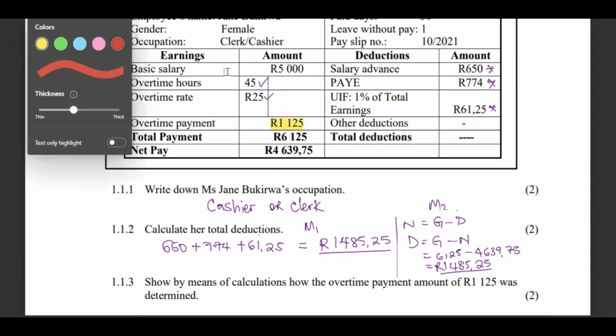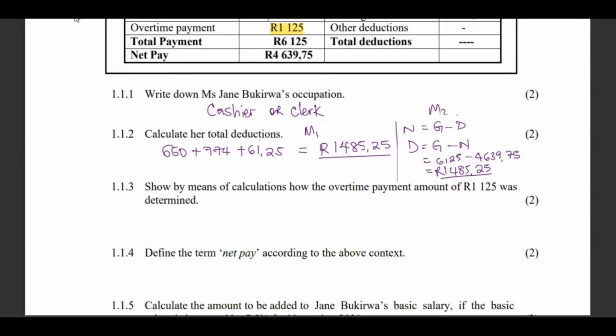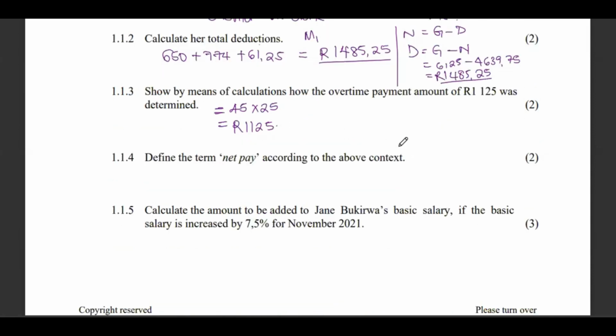So we are going to multiply the number of hours times the rate per hour. So here we say 45 hours times 25 rands. It says show how, so the answer is not marked; the only part that's marked is this multiplication on top.